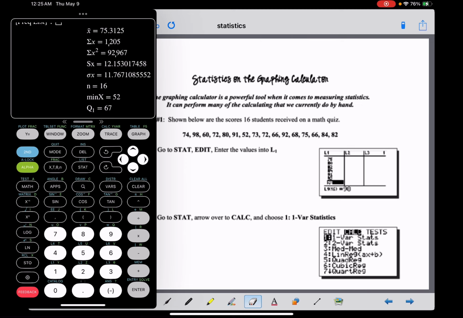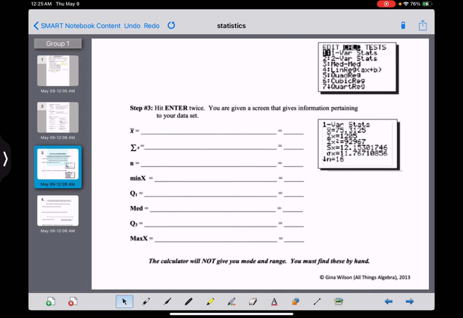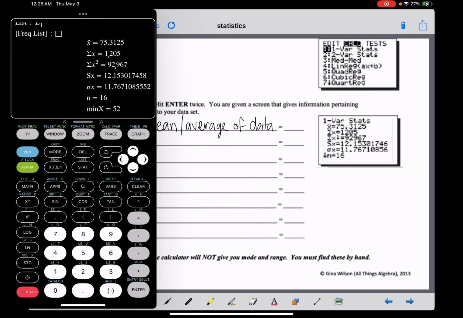So let me go ahead and go back over here real quick. Okay, so you saw all these symbols. They all mean different things, so let's just have a refresher on what they mean. The x-bar, the X with the little line over it, tells me that's my mean, or my average of my data. In my calculator, you can see it right here.